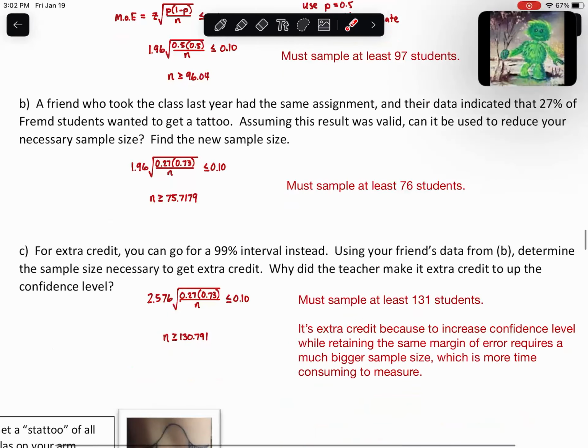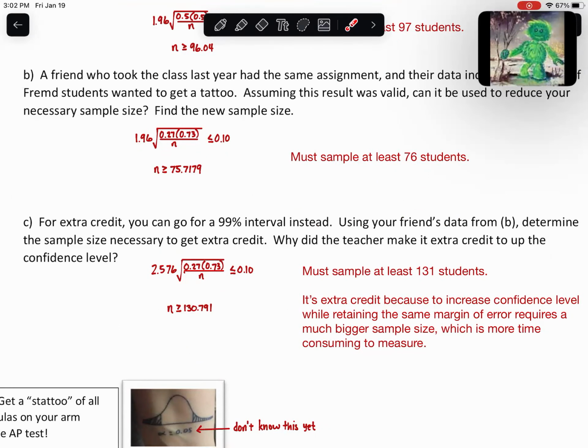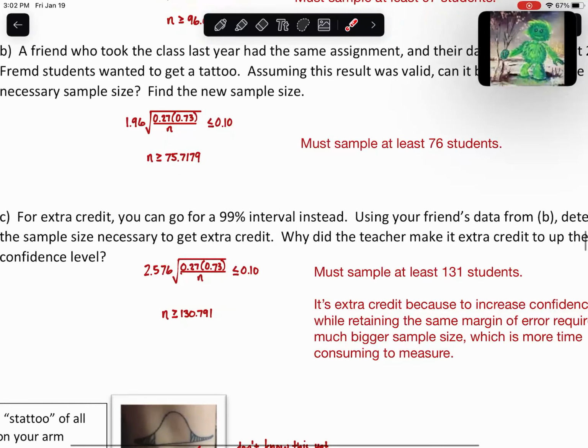Part C. For extra credit, we can boost our level up to 99%. Okay. This is actually going to be more work for us because, as you're going to see, it's going to require a larger sample size if I'm still trying to maintain a margin of error no bigger than 0.1. Okay. I'm also still going to use my friend's result from last year to help determine my sample size.